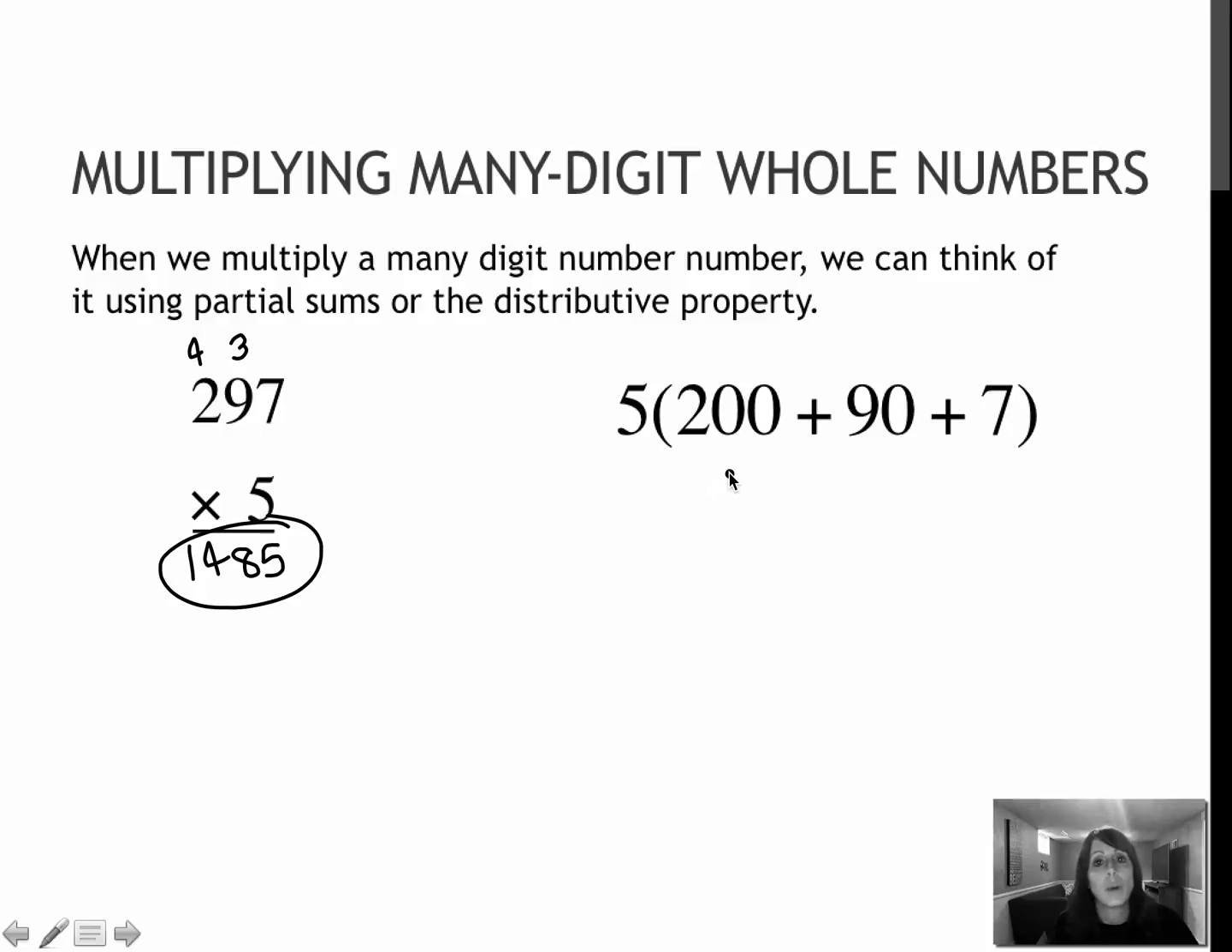So you should find the one that makes the most sense to you. Eventually you'll probably get to doing it this way, and that is probably the easiest way. But if you need to break it down into smaller parts as you're getting used to multiplication, feel free to do that.